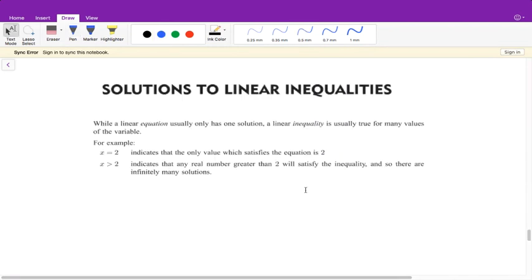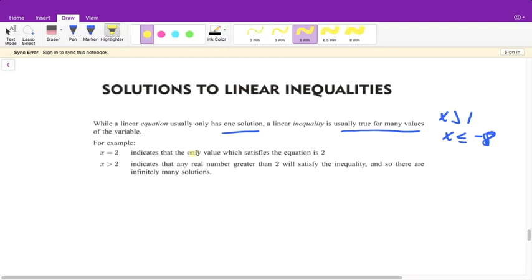All right, so we've already kind of touched on this, so I'm going to go through this very quickly. Solutions to linear inequalities: while linear equations usually only have one solution, and we talked about cases in class before where sometimes there's no solution, and sometimes all real numbers are the solution, typically they'll have one solution. A linear inequality is usually true for many values because we're making statements like x is greater than 1 or x is less than or equal to -8. So we're saying all these sets of numbers that are greater than 1 are part of our solution.